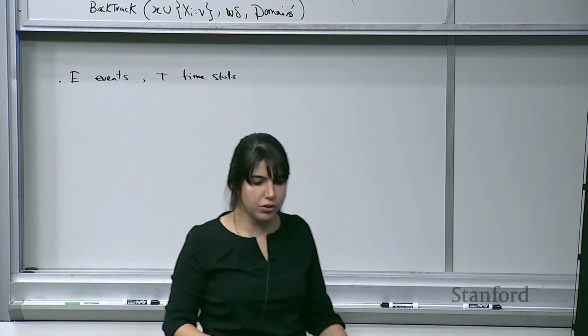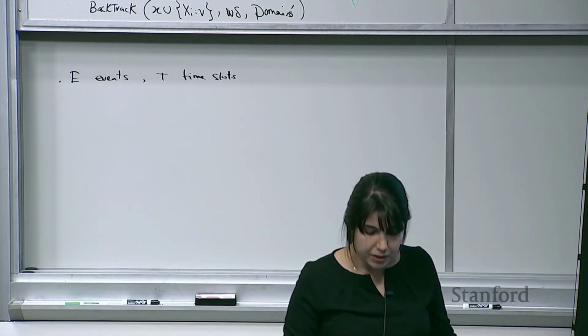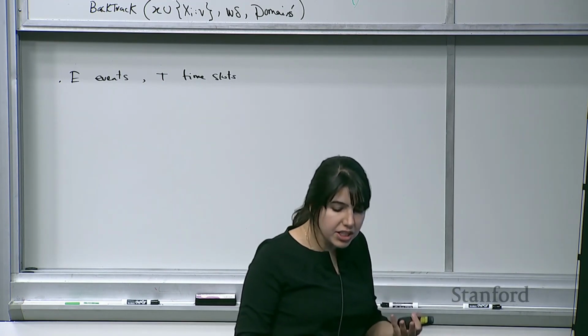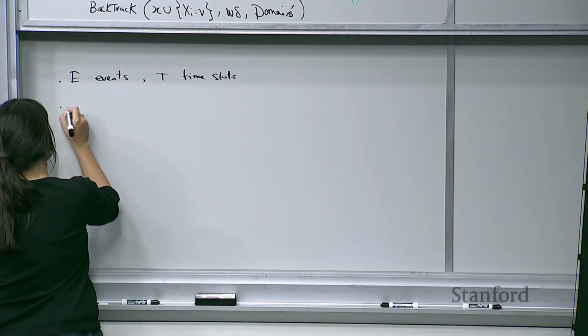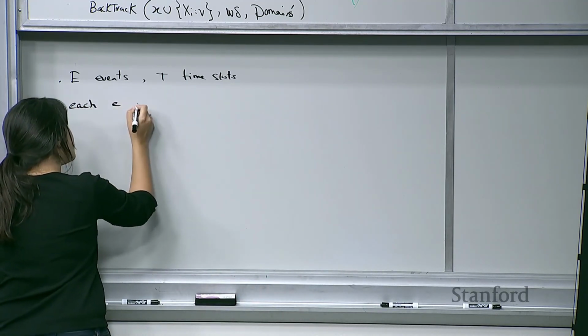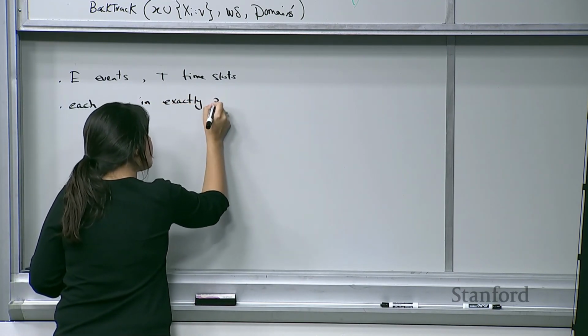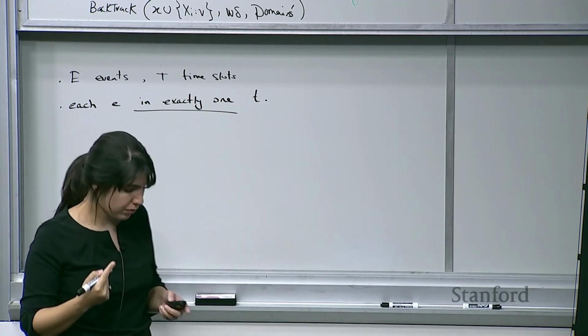And you want to schedule a time slot for an event. That's what your plan is. So it's a scheduling problem. And you have a bunch of constraints. So the first constraint is each event must be put in exactly 1 time slot, T. So that's one constraint.